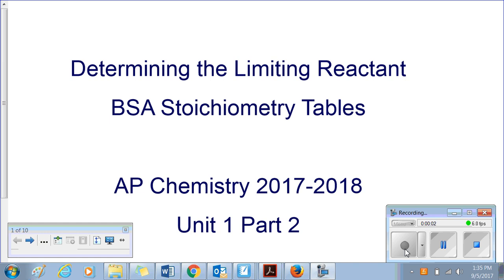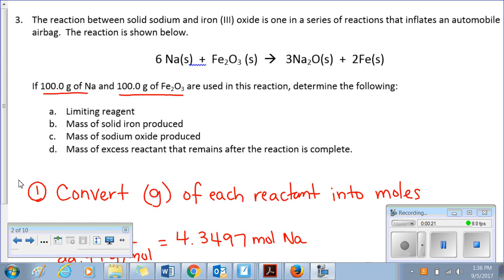Okay, so this recording is going to be on determining the limiting reactant using the BSA table technique. And we did this in class, but this is just a way for you to do it again, see it again, pause me, go back, or speed me up. So this is the problem we went over in class.